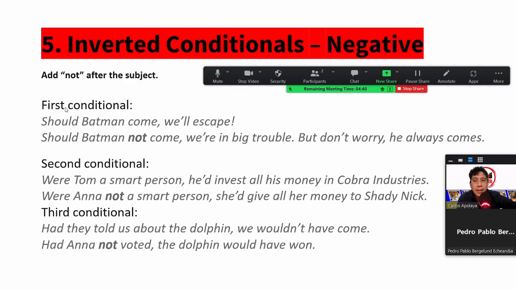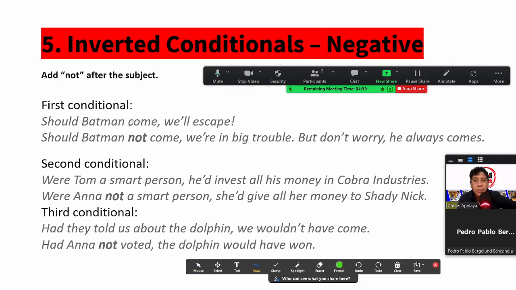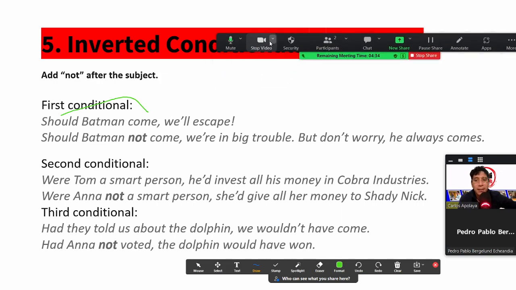Ahora hemos visto las inverted conditionals en negativo, ¿no? Ya lo hemos visto, por ejemplo, dice aquí, should Batman come, we will escape. ¿Esto de dónde viene? Si viene Batman, nos vamos. Viene de un if Batman comes, ¿cierto? Si viene Batman, nos vamos o escaparemos.